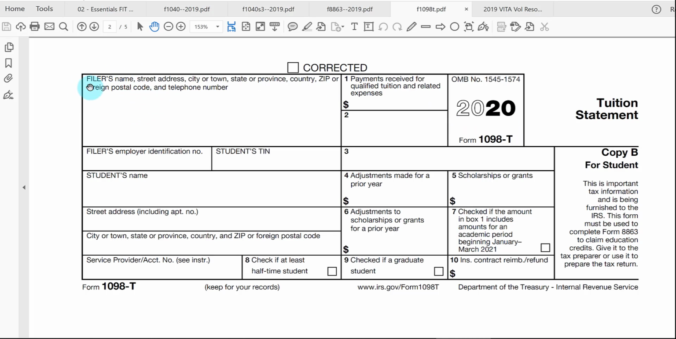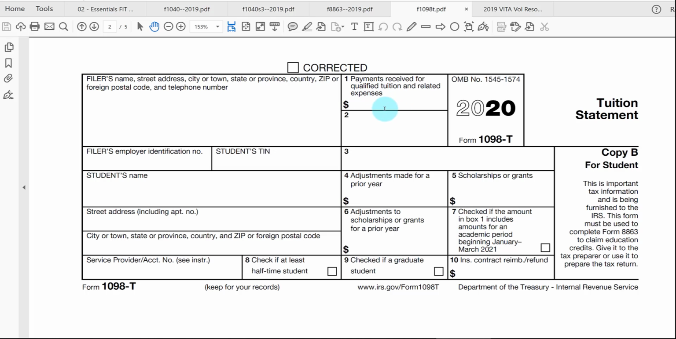So here would be the name of the college and the student name. And in box number 1 would be the amount of tuition and related expenses that were paid during the year. That's the key term, paid, yeah? Not necessarily charged for the year. Sometimes you prepay your tuition a few months before the semester starts, but that few months could be in the previous year. You've got to claim this credit in the year you make the payment.